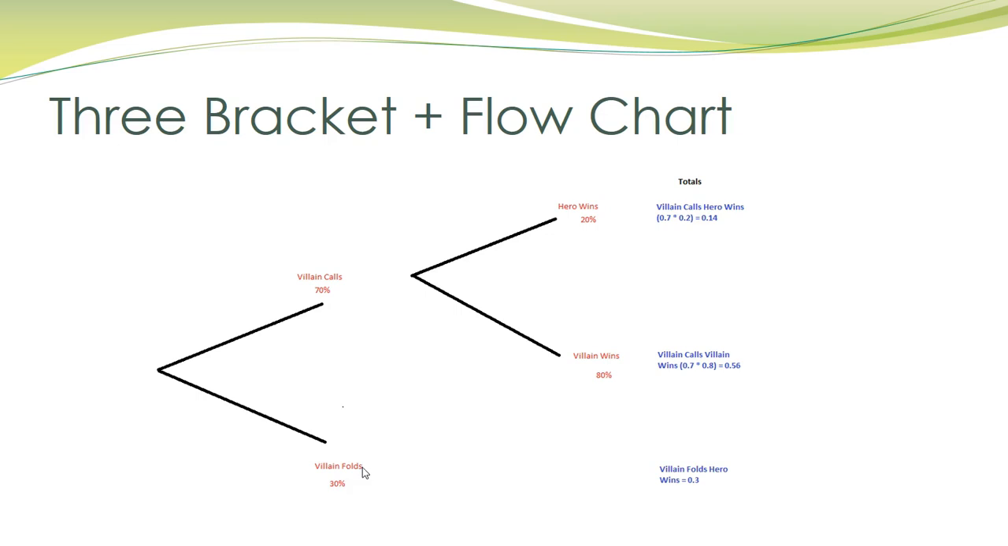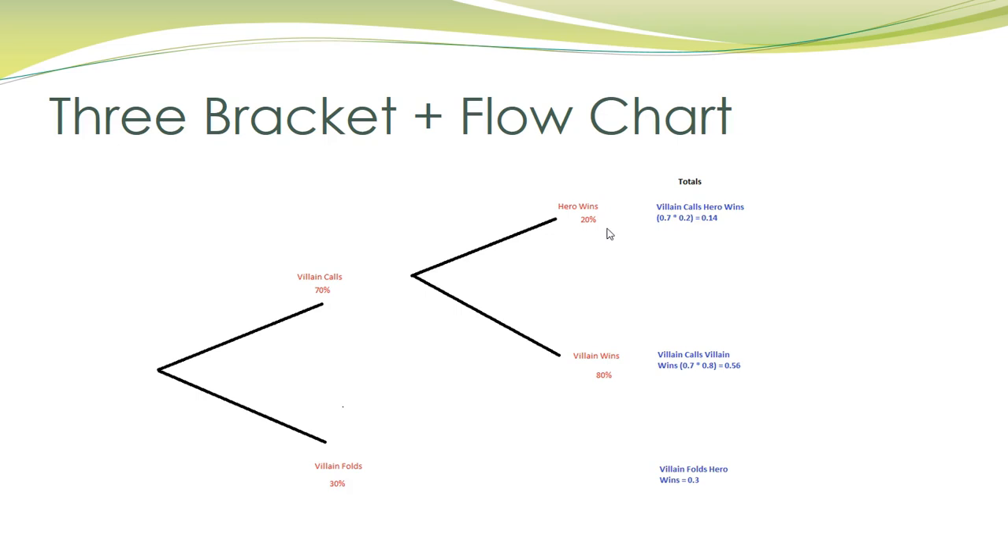If villain folds, it's the end of the game tree, and we win what's in the middle, which is $100. So overall, that happens 30% of the time. However, if villain calls, which happens 70% of the time, the tree doesn't end there, because there's two possible outcomes after villain calls. Either we could win by virtue of our pot equity, which happens 20% of the time, or we could lose, because villain's better equity holds up, which is going to happen 80% of the time.